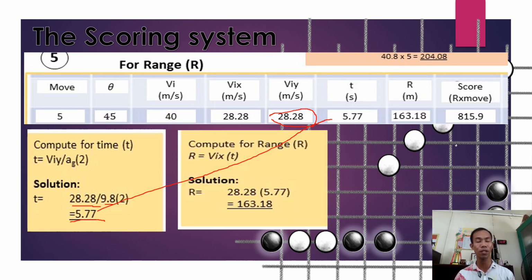And the range is equal to V sub Ix times time. Your V sub Ix is 28.8 times the time, 5.77. Therefore, 28.8 times 5.77 is equal to 163.18, and that 163.18 is placed under the range, and that's the range.